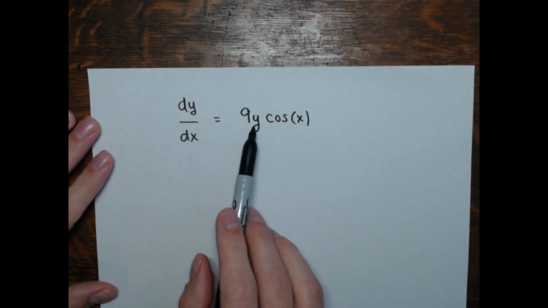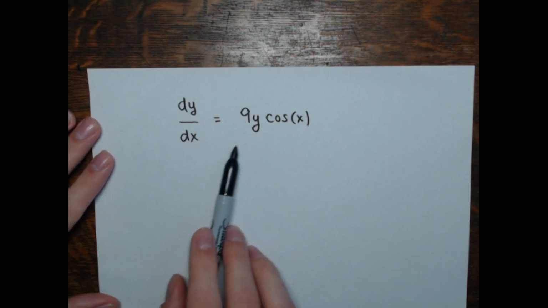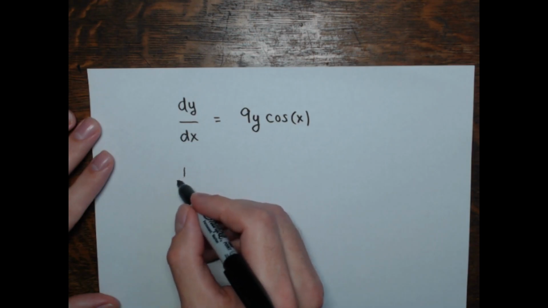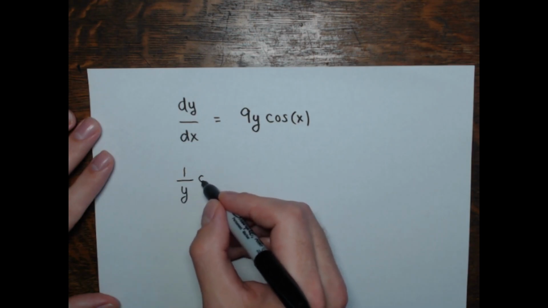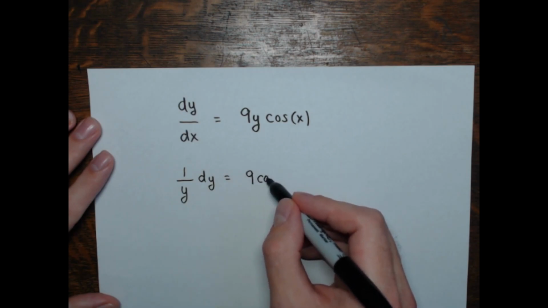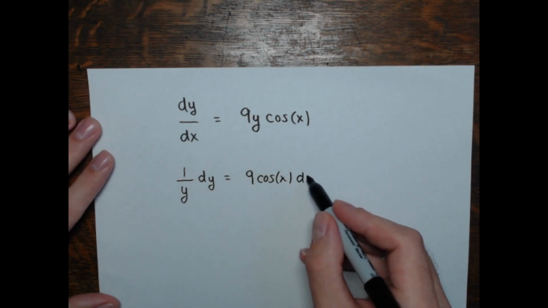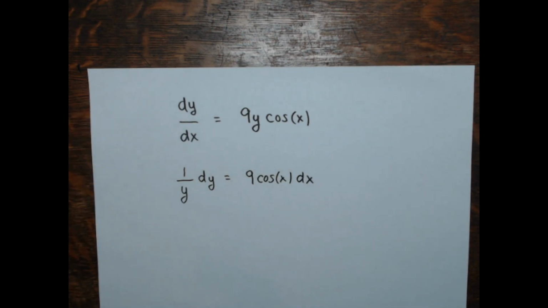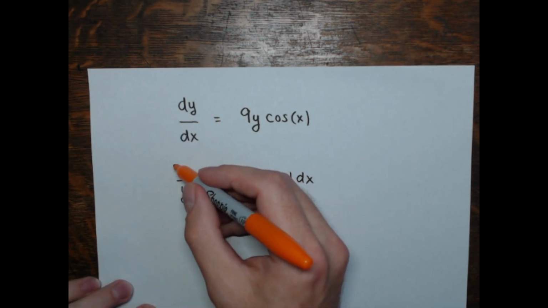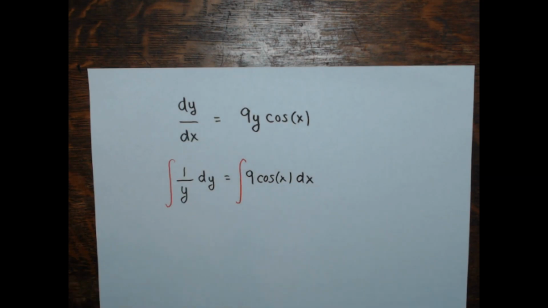So I can separate these. Now, I'll leave the 9 over here with the cosine of x. Constant multiples aren't going to hurt anything. I'm just going to move the y to the left side. So we'll have 1 over y dy equals 9 cosine of x, and move the differential of x over to the right side with that function of x. Now that I've separated the variables, we'll do our indefinite integrals of both sides.